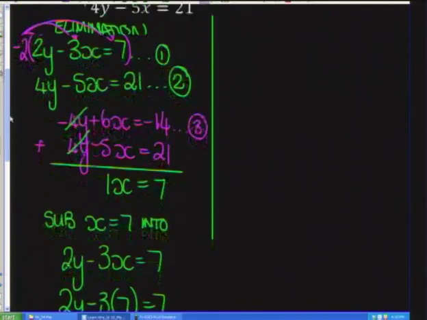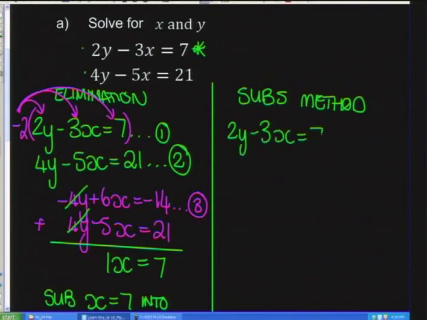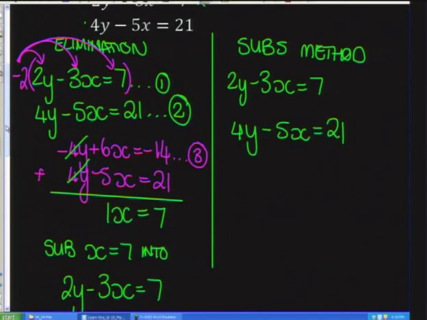Okay. Let's see if the substitution method gives us the same answer. I'm just going to write subs method just so we save some time. Okay. So remember the story now was that we had 2y minus 3x was equal to 7. I've got 4y minus 5x is equal to 21. Okay, you need to isolate or get on its own either the x or the y. Okay, here we need to be a little bit clever, guys, because otherwise we're going to land up with quite a complicated sum on our hands.